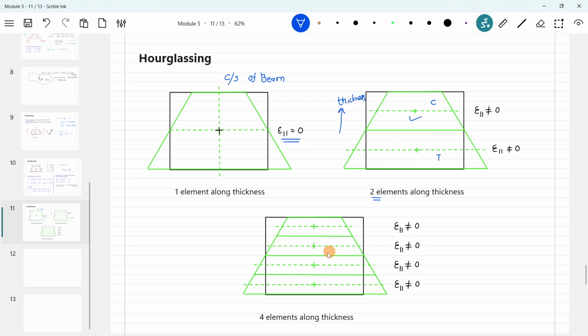Instead of two elements, if we refine or add four elements along the thickness, this is what happens. Here also, as we can see, there is a change in length before and after deformation at this integration point, similarly at these integration points and the remaining two integration points. So we get the compressive strains here and tensile strains for these two elements. So our bending stresses are not 0.